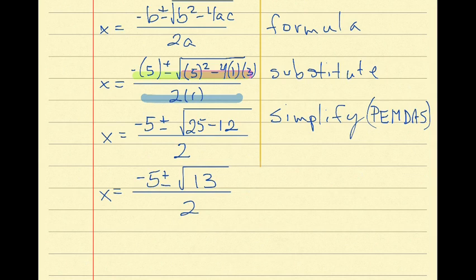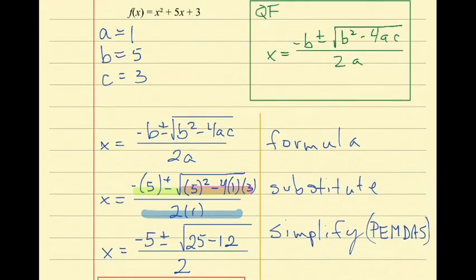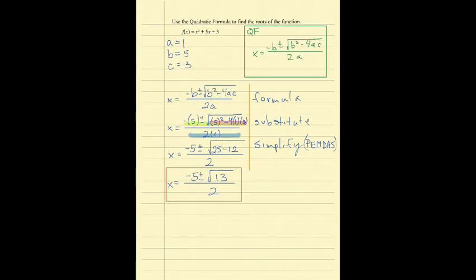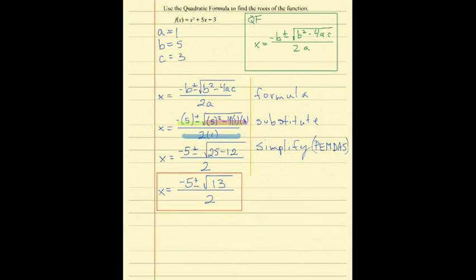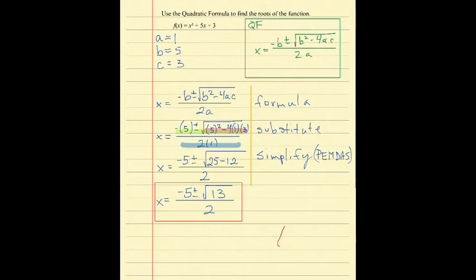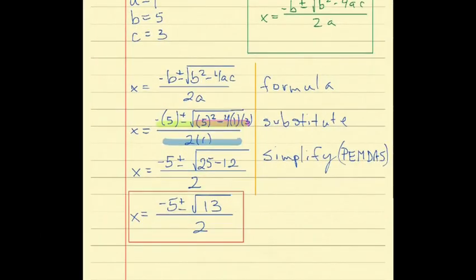Here's my box. Don't forget the song. X equals negative b plus or minus the square root of b squared minus 4ac all over 2a. Okay, there we go. I hope that is clear.